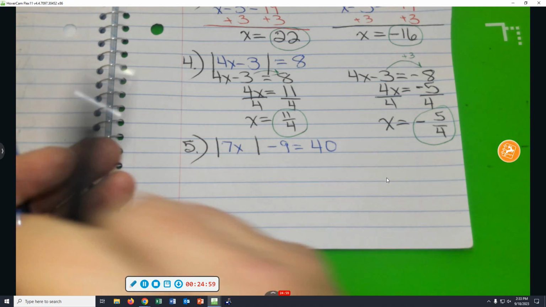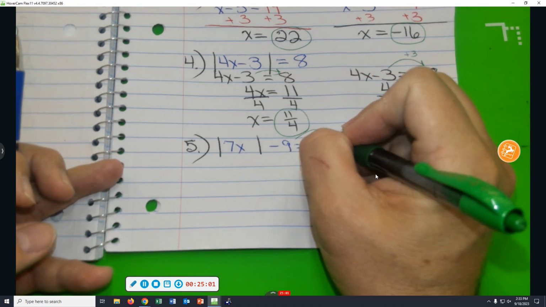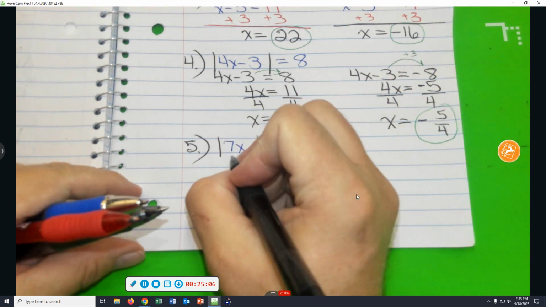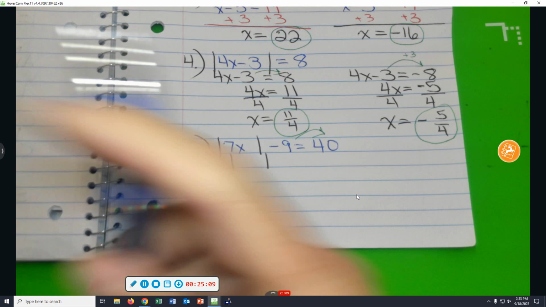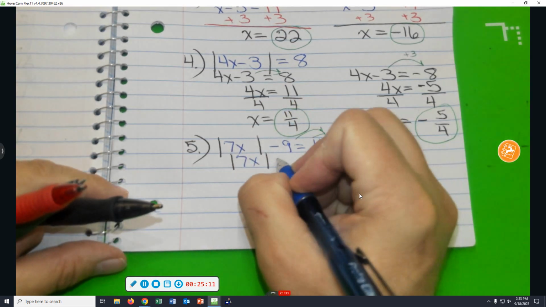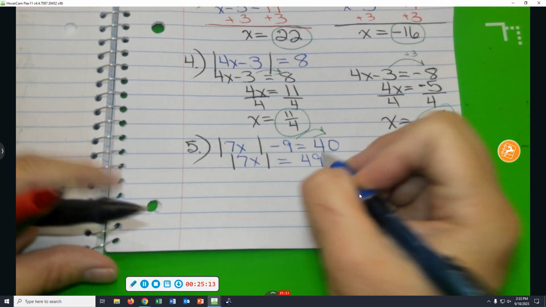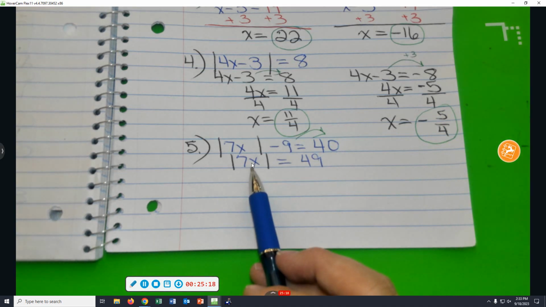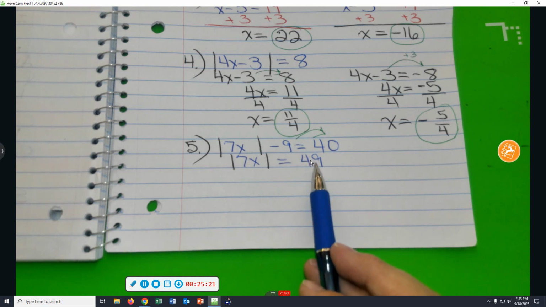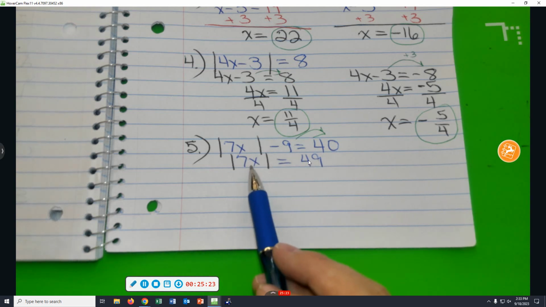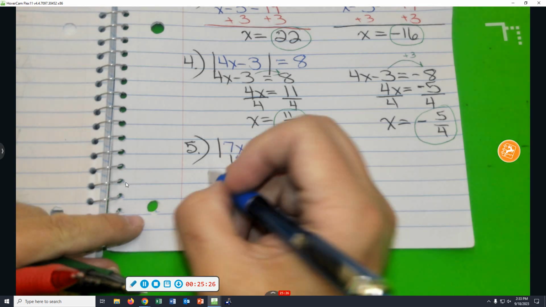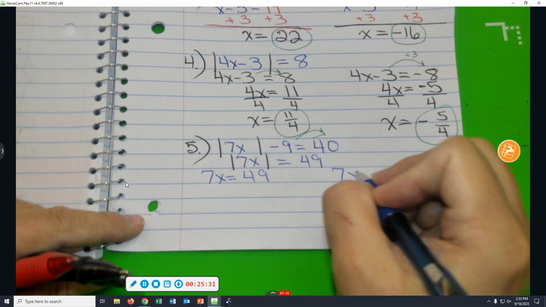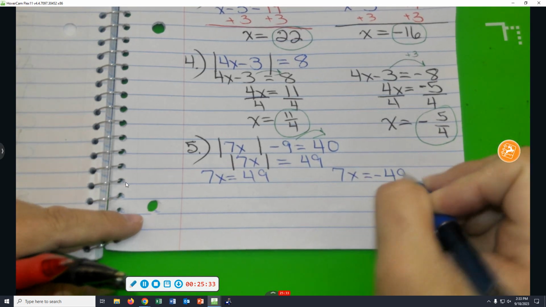So adding the 9, that's going to become the absolute value of 7x is equal to 40 plus 9, which is 49. Now I claim this is case 1. We have an absolute value by itself on one side and a positive number on the other side. That means that step there, 7x, has to equal either positive 49 or negative 49.